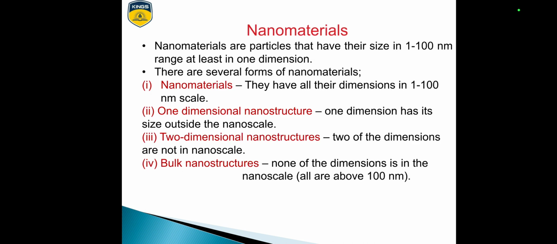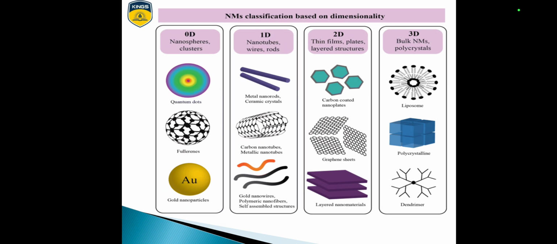So what are nanomaterials? Nanomaterials are particles that are smaller in size, in the 1 to 100 nanometer range, in at least one dimension. There are several forms of nanomaterials. One-dimensional nanostructure: one dimension has its size outside the nanoscale. Two-dimensional nanostructure: two of the dimensions are not in the nanoscale. Bulk nanostructure: none of the dimensions are in the nanoscale, that is, all are above 100 nanometer.